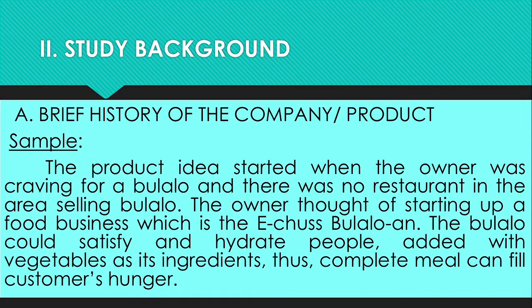Our product here is the Echos Bulaluan. So the product idea started when the owner was craving for a bulalo and there was no restaurant in the area selling bulalo. So the owner thought of starting up a food business, which is the Echos Bulaluan. So the bulalo could satisfy and hydrate people, added with vegetables as its ingredients. Thus, a complete meal can fill customers' hunger. So this is just a brief history of the product. Okay, so that is the letter A of our study background.